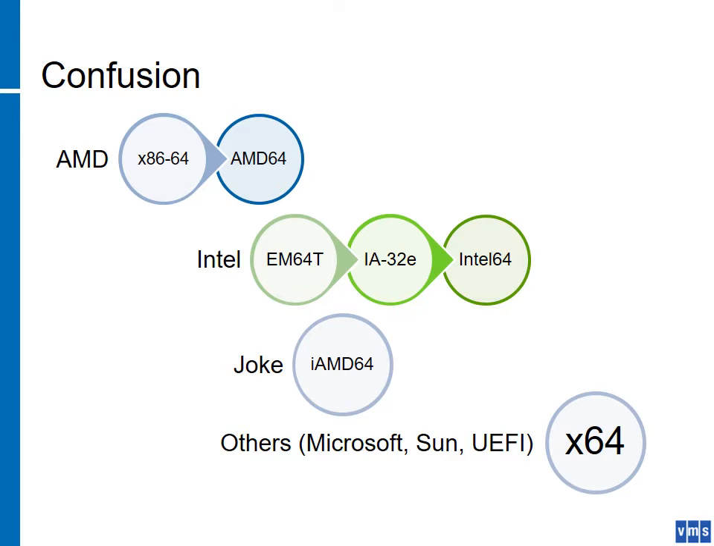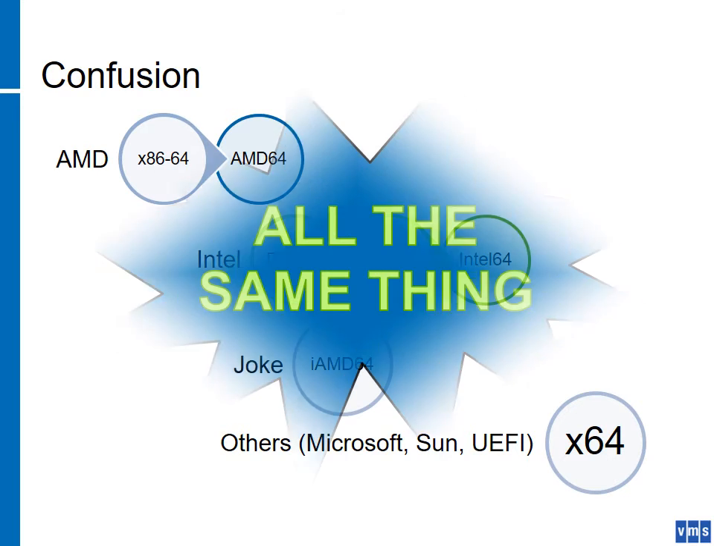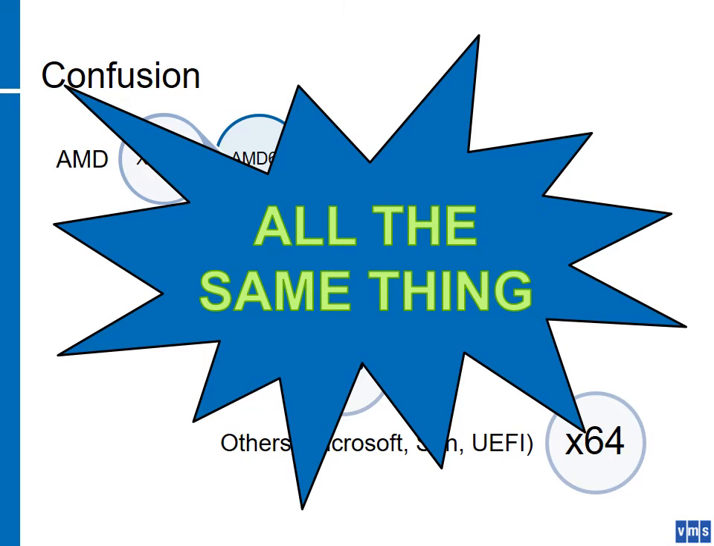Another name that you saw occasionally, more or less as a joke, was iAMD64, which was of course the AMD64 trademark with a small i attached to it, the way Intel liked to put together their trademarks. And then finally some others, Microsoft, Sun, and UEFI firmware, refer to this architecture as x64, which is nice, short and sweet. So the one thing to remember of all this is that wherever you see one of these names, they essentially mean the same thing.